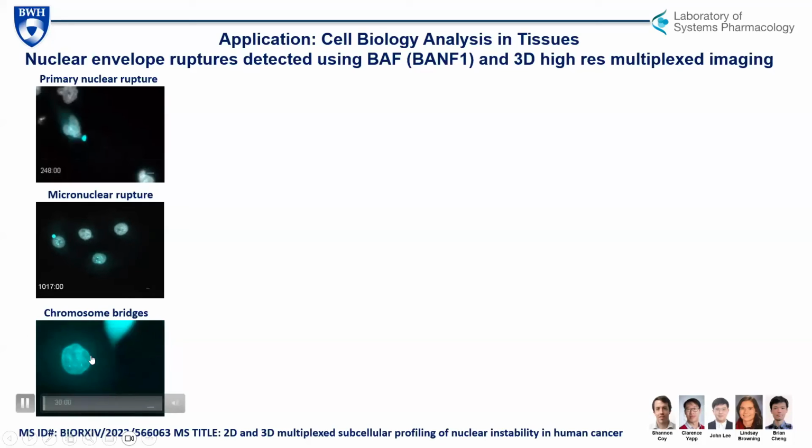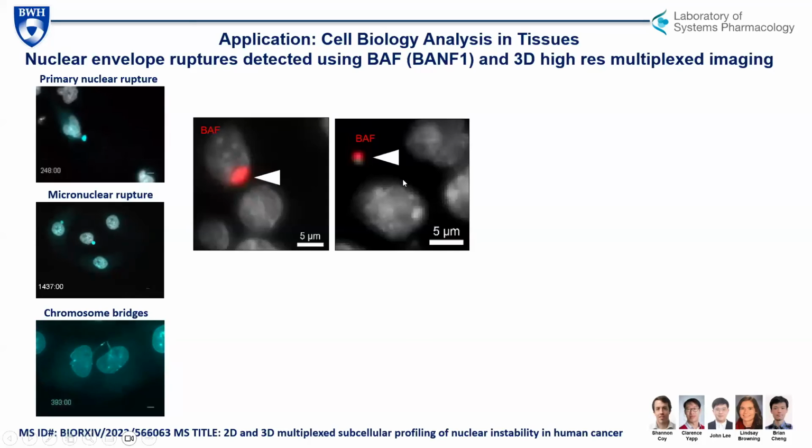And then in this final video, you see a cell here that's about to divide. When it divides, the two daughter cells are linked by a chromosomal bridge over here. And again, that's highlighted by that same BAF protein. We can see these in standard 2D imaging with primary nuclear ruptures in glioblastoma. There's the actual nuclei rupturing and then repairing, micronuclei that also rupture and undergo damage.